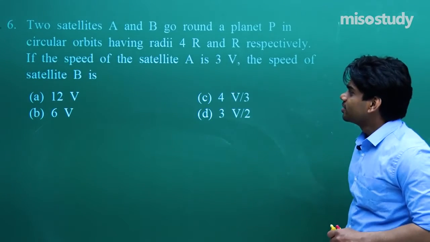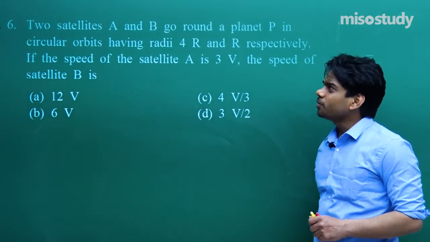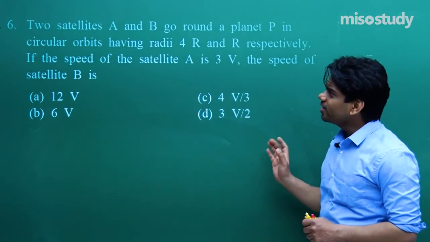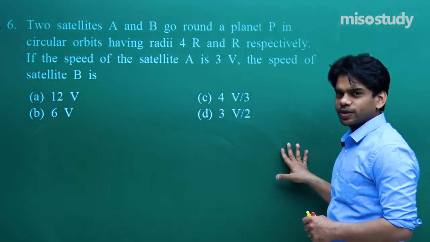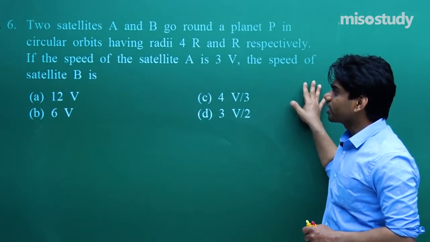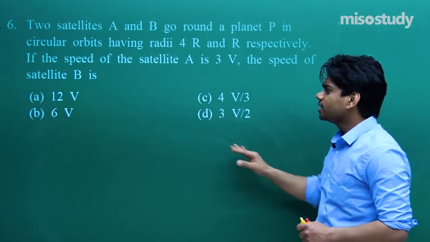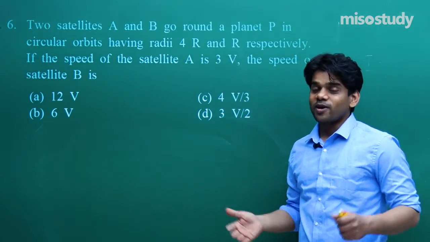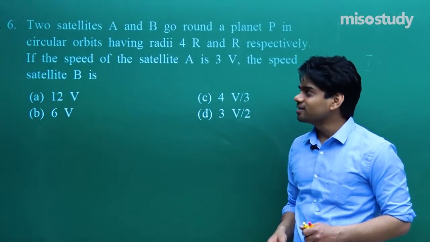Next one, sixth one. Two satellites A and B go around a planet P in circular orbits having radii 4r and r respectively. If the speed of satellite A is 3v, then the speed of satellite B is 12v, 6v, 4v by 3 or 3v by 2. Let us try to find out which option actually suits the right answer.